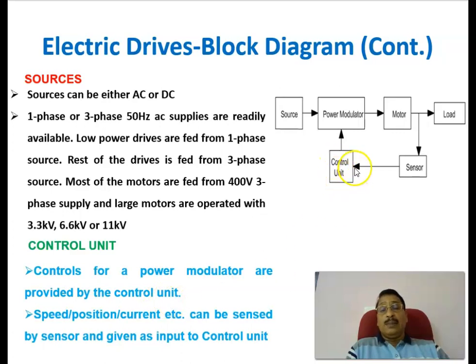The control signals are provided by the control unit. The speed, rotor position, current, etc., are sensed by the sensors and given as inputs to the control unit. We provide the reference value, the required speed or required current, and based on that the control unit produces the control signal which controls the power flow between the source and the motor.